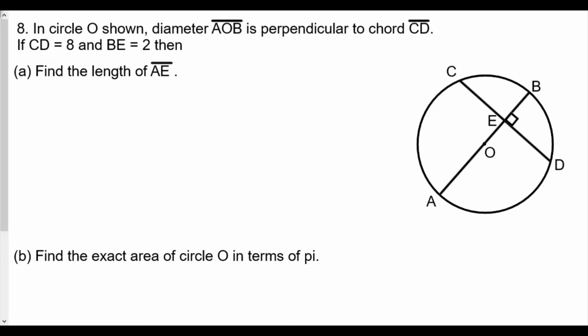Welcome back, everybody. This is going to be part 4 of our homework review for lesson 31, area of a circle. This is our last question, number 8, but it's a good question, though.